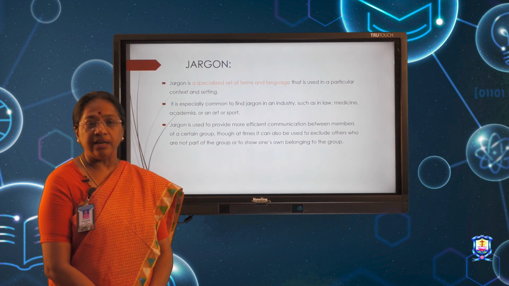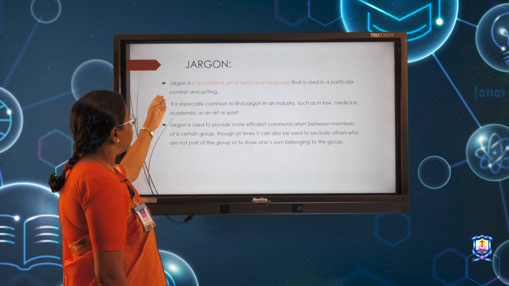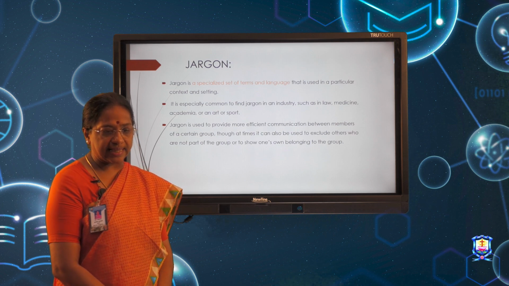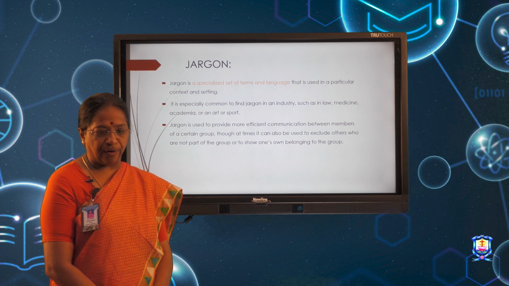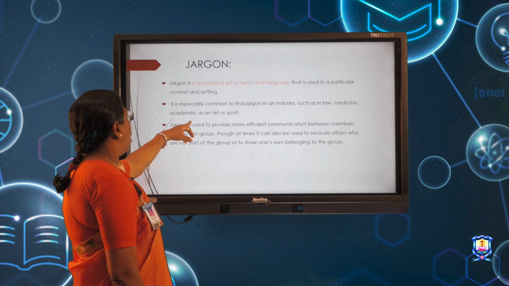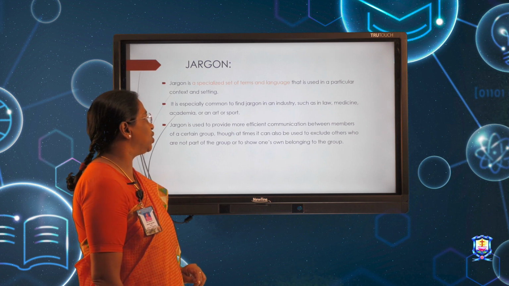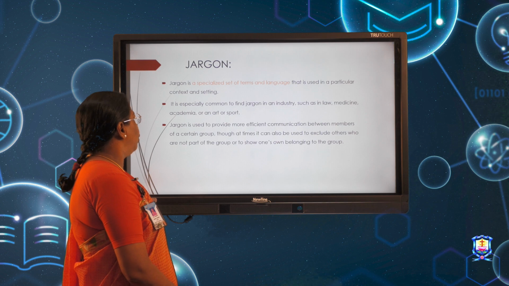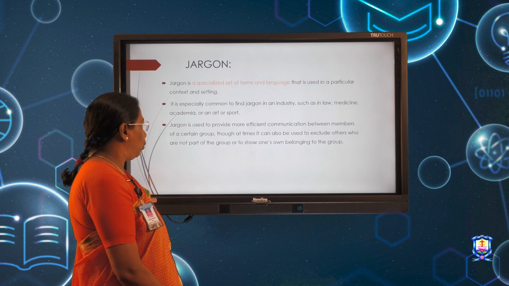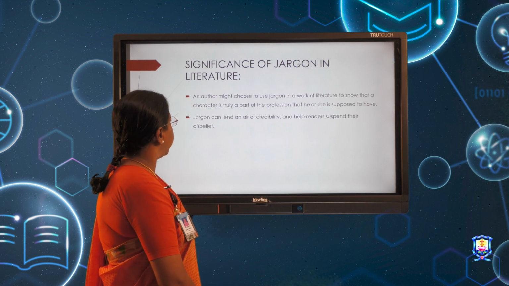Then we have jargon, which is related to diction or particular speech skill. It is the specialized set of terms and language that is used in a particular context and setting. It is especially common to find jargon in an industry such as law, medicine, academia, or an art or sport. Jargon is used to provide more efficient communication between members of a certain group, though at times it can also be used to exclude others who are not part of the group, or to show one's own belonging to the group.